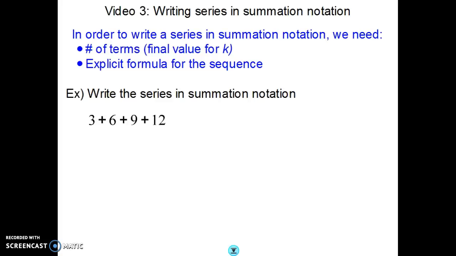We have to fill in the final value for k, which will require us to know the number of terms in the series, and we're going to have to fill in what the explicit formula is that lets us find each of those terms.